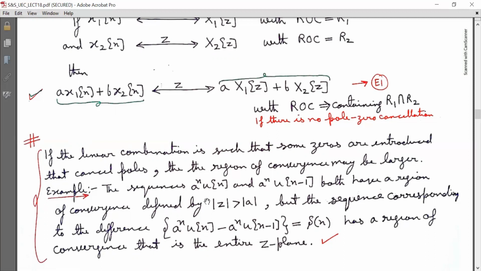I repeat, the sequences a raised to n u[n] and a raised to n u[n minus 1] both have a region of convergence defined by magnitude z greater than magnitude a. But the sequence corresponding to the difference, a raised to n u[n] minus a raised to n u[n minus 1], is equal to delta[n] and has a region of convergence that is the entire z plane.